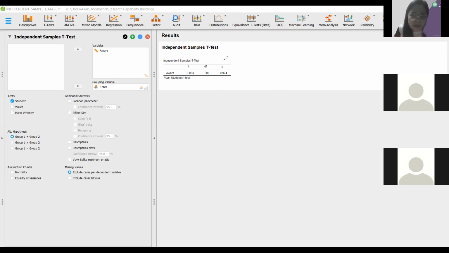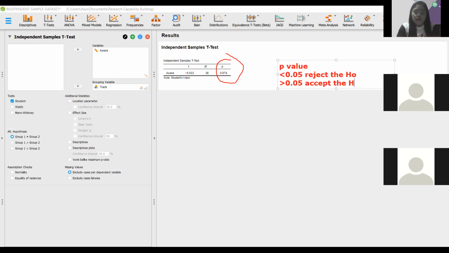But what we are looking at here is the p-value. I have given you the decision rule a while ago. And what did I say? If the p-value is less than 0.05, you have to reject the null hypothesis. I'll just write H0. But if it's more than 0.05, you have to accept the null hypothesis.